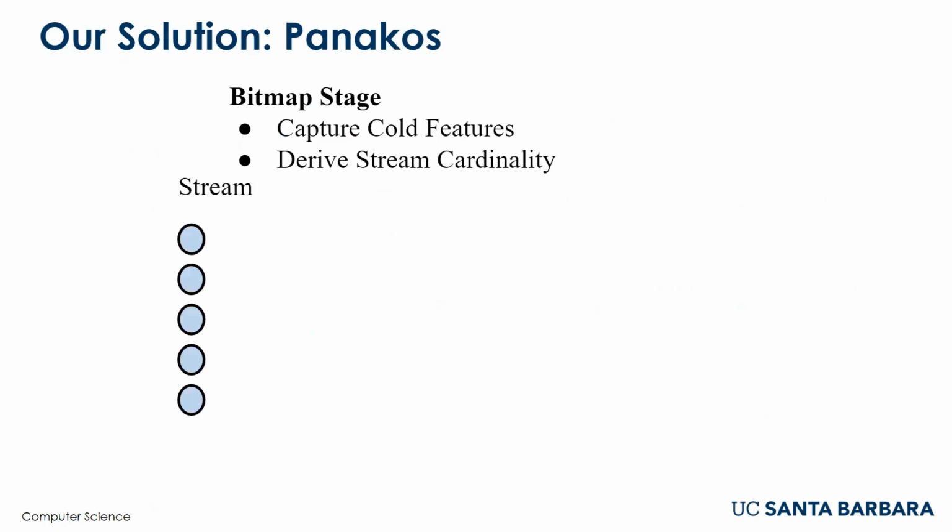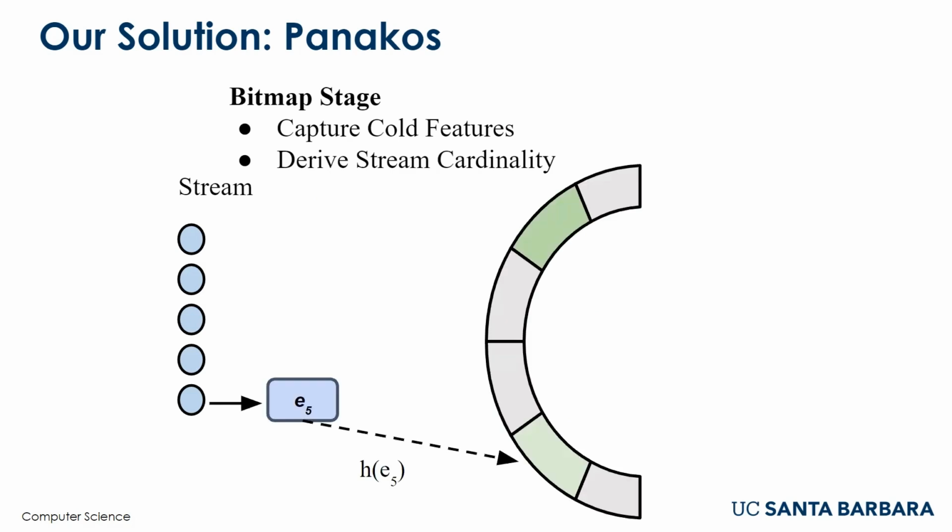As a result, we introduce our solution, Pentacles. Pentacles consists of 3 stages. The first stage is the BMAP stage. Assume you have a stream of features. The first feature is E5, and we have a hash function to map the feature into a bucket.